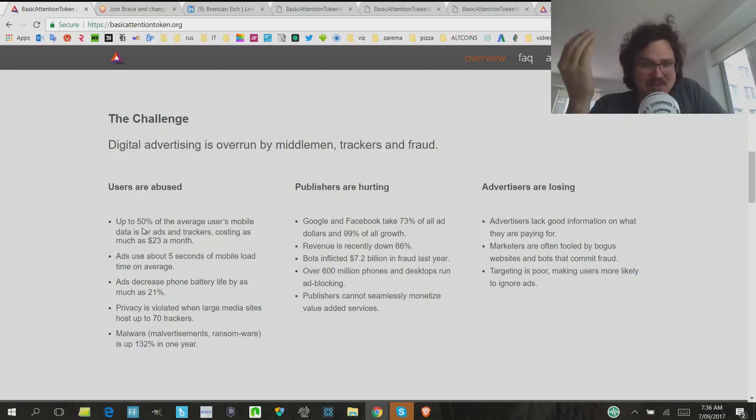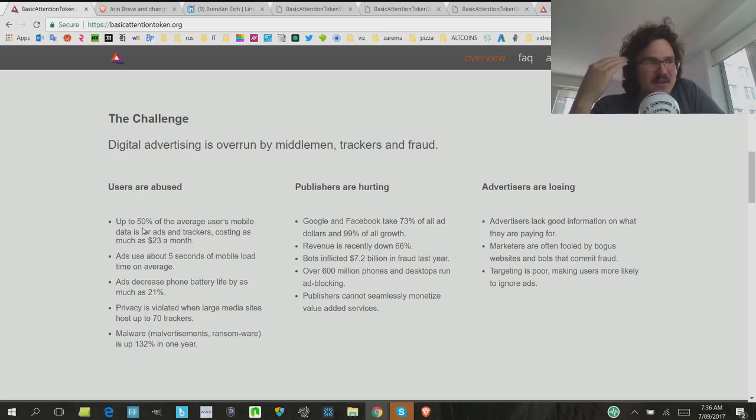The publishers get smashed as well. Fraud, ad revenues are down. Monetization becomes harder, and the advertisers, the actual people who are trying to get their product across, lose as well because everyone is just using ad blockers. Ad revenues have gone down 60%.